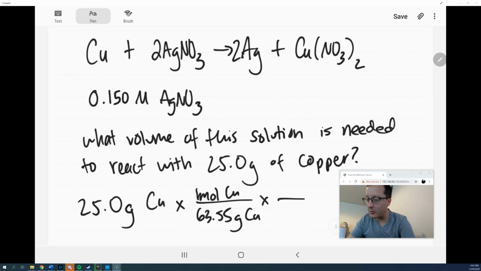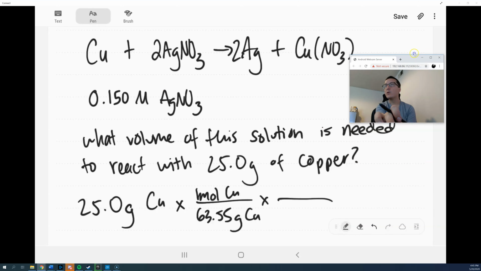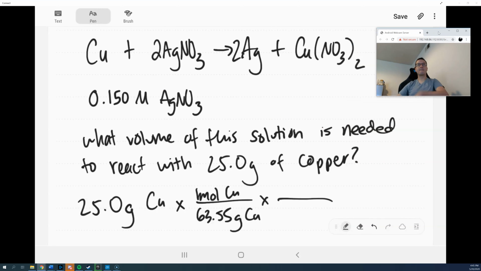So now we use our reaction coefficients. What are we looking for in this case? Which compound? Yeah, we're looking for silver nitrate. So what are we going to put in the next line there?